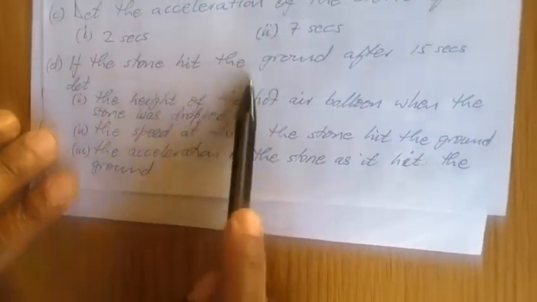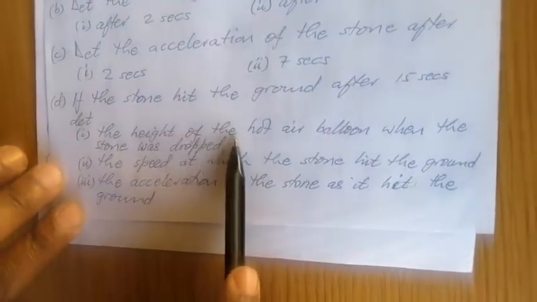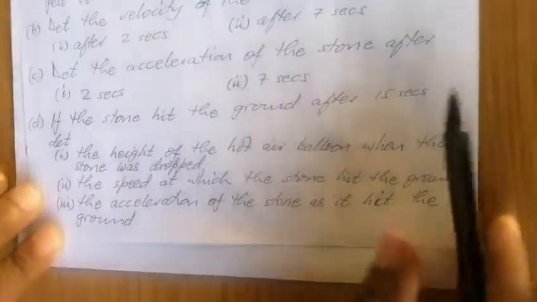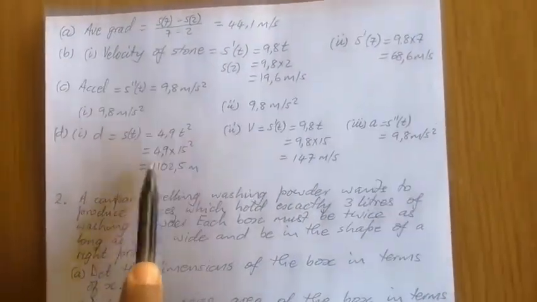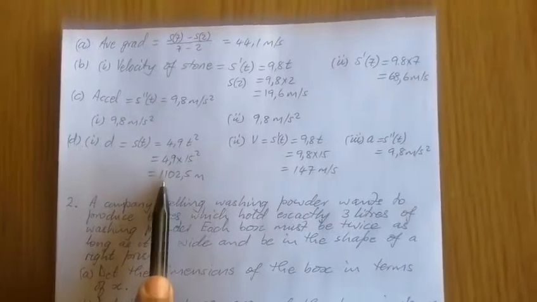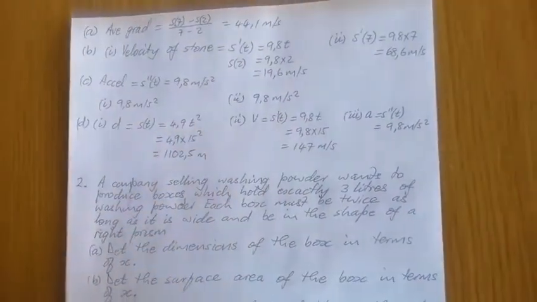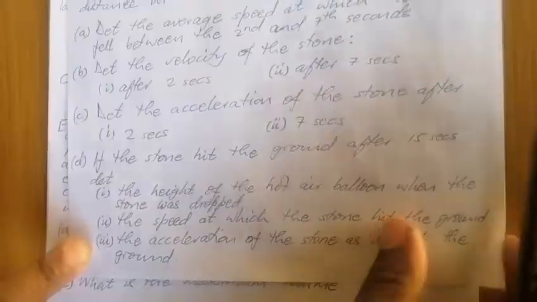Last part is part D. If the stone hit the ground after 15 seconds, determine the height of the hot air balloon when the stone was dropped. So it should be a question of substituting our 15 into our formula for distance. Then we evaluate. We are going to get 1102.5 meters.